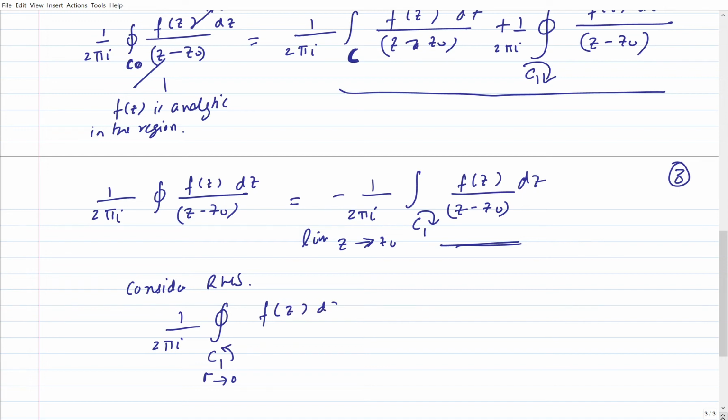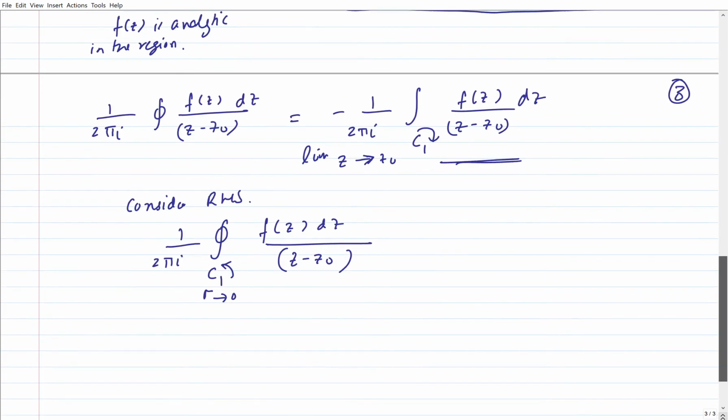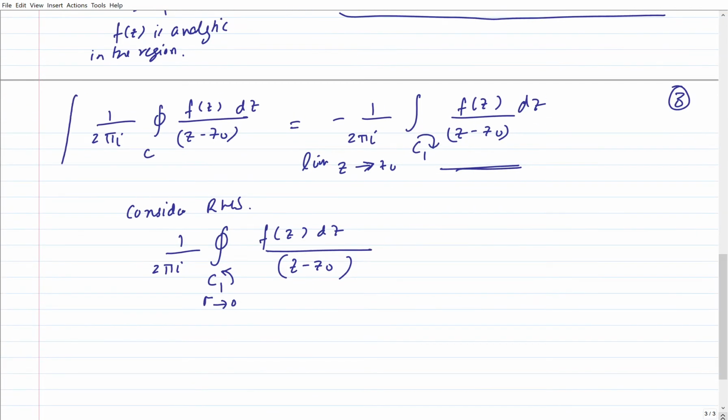I have this guy. Now what I'll do is that I need to evaluate this integral, and then I'll get the integral I needed for the Cauchy's integral formula. This was my original contour over here.